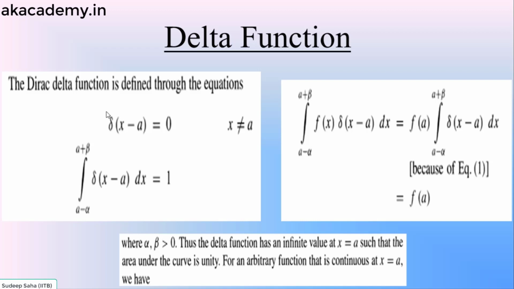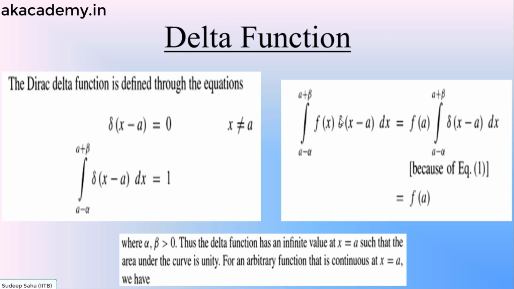So the delta function is defined through this equation. This is delta of x minus a, which means at x equal to a, the delta function is defined as this. For x not equal to a, it is 0. But within a small limit, where alpha and beta are positive, the integration over this delta function is 1, which means the area under this curve is 1.